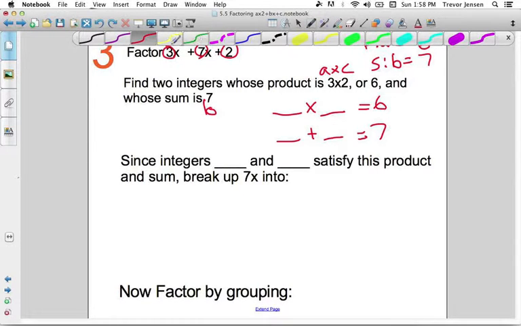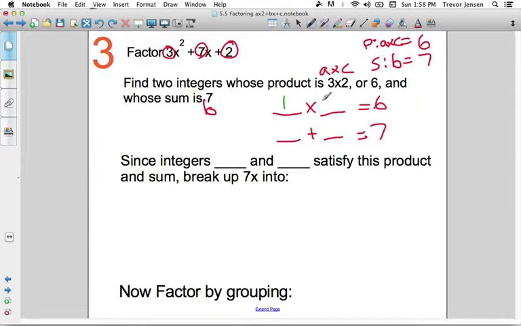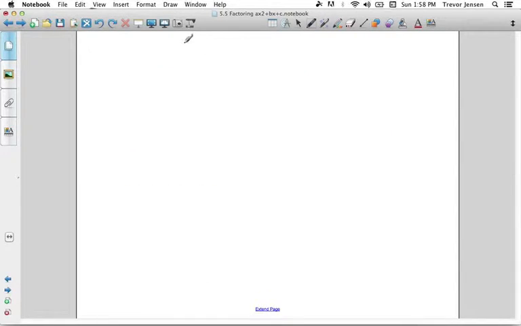So the two numbers that do that are 1 and 6. 1 times 6 is 6. 1 plus 6 is 7. Since the integers 1 and 6 satisfy our product and sum, what we're now going to do is break up the middle term, 7x, into 1x plus 6x, because 1x plus 6x is 7x. But now that we've broken up the middle term into two terms, our quadratic now is 4 terms, and we can factor it by grouping. So let's do that.